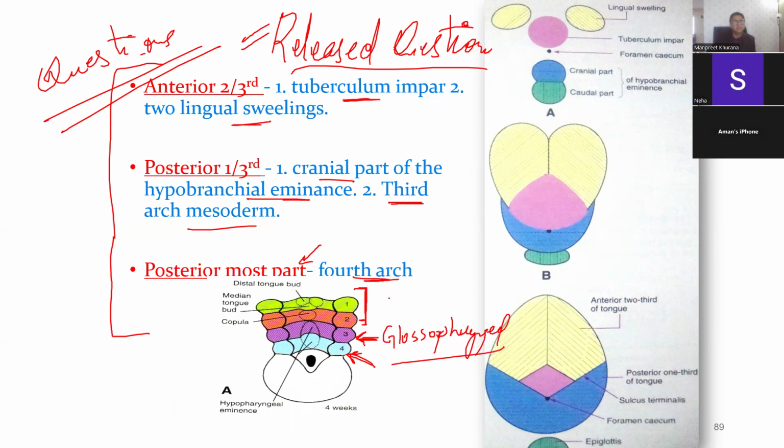Glossopharyngeal. Pharyngeal. Which nerve is related to first? Mandibular. The second is Facial. In the tongue, the branch of the facial nerve which is related is known as chorda tympani. We will discuss it in future. Okay, that chorda tympani nerve is related to the tongue.